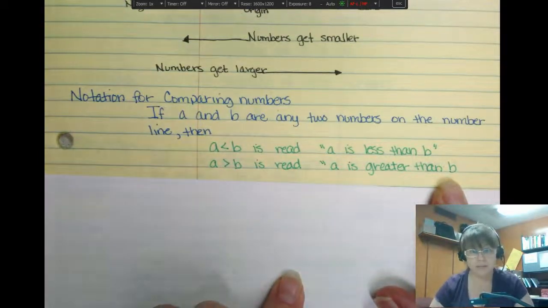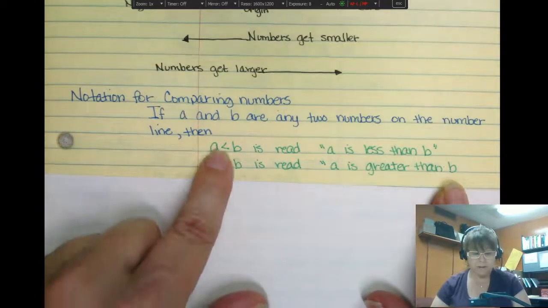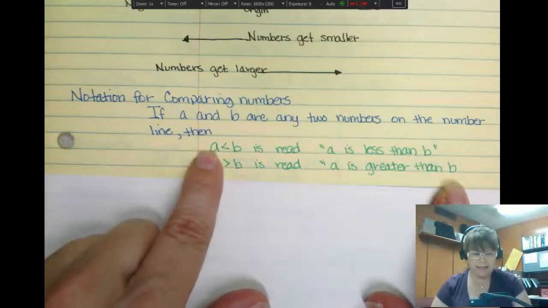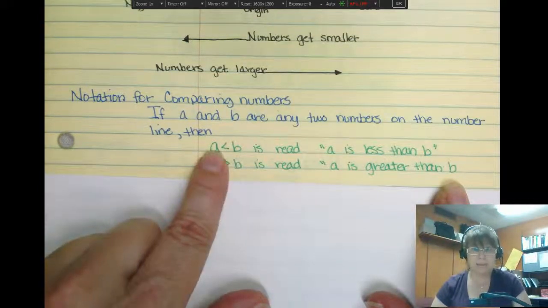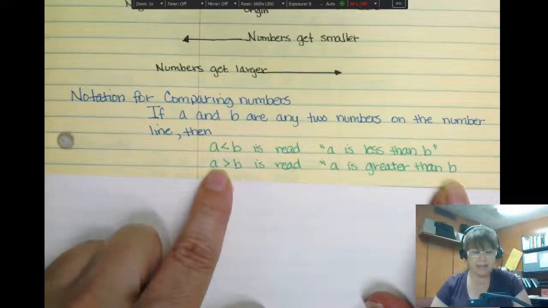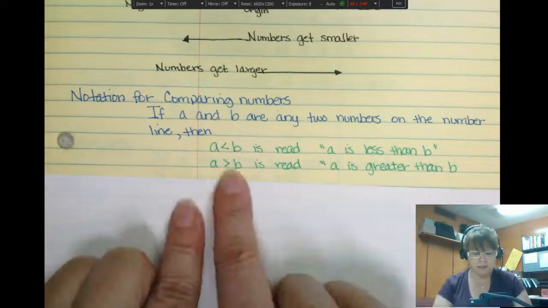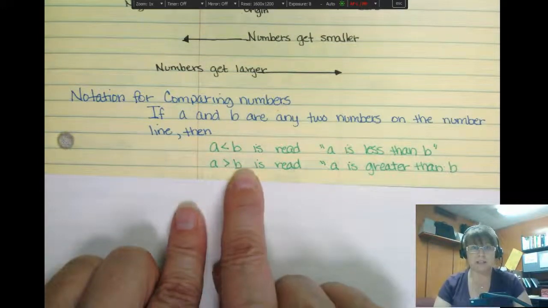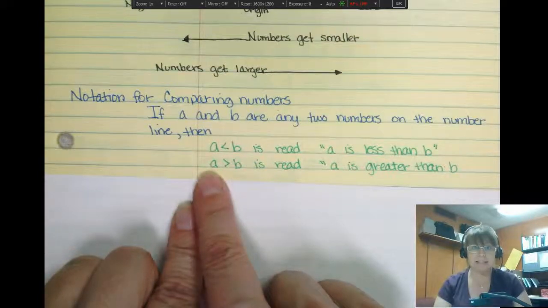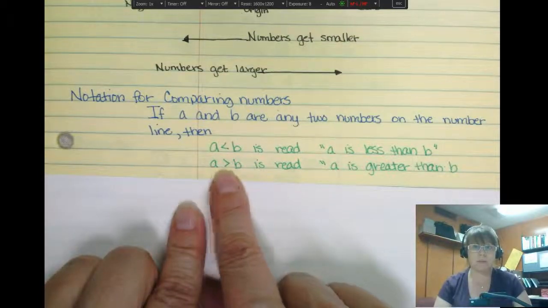Now here's the trick of the arrows. Wherever the pointy end is pointing, that's the smaller number. So A is less than B. A would be smaller than B. A is greater than B. You see the pointy end is pointing to the B, so the B is going to be the smaller number. And A is the bigger number, so A is greater than B.